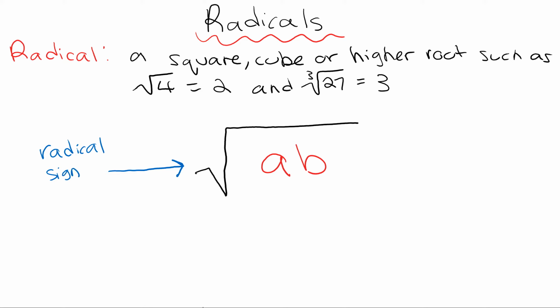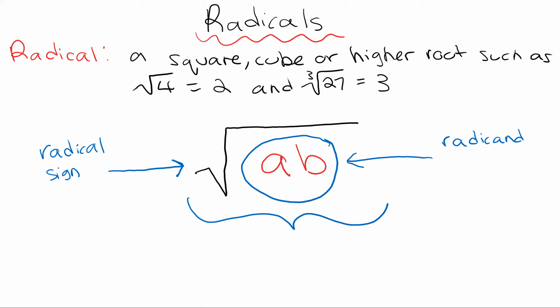And then a, b, which are the variables that are underneath the radical sign, is what is known as the radicand. I don't really like the way that word sounds, but the radicand, however you'd like to say it. And then this entire thing here, the radical sign and the radicand together, is what is known as the radical expression.